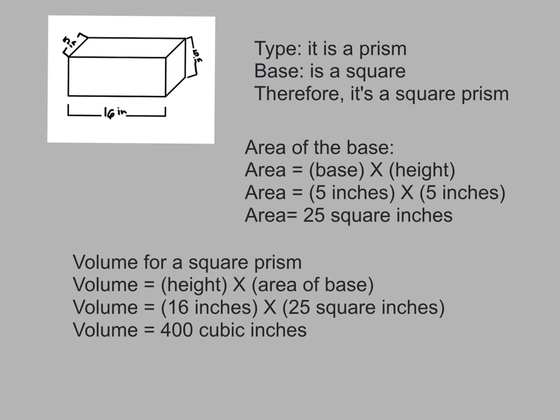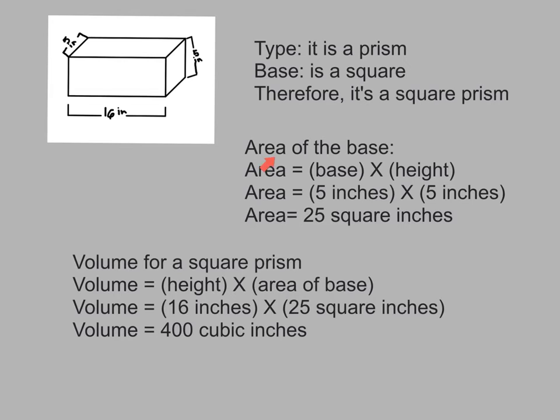So our first step is determine if it's a pyramid or a prism. Because there's two bases here that are parallel to one another, we know it is a prism. And as we can see here, the height and the width of this base is the same. Therefore, it is a square. Therefore, this here is a square prism.